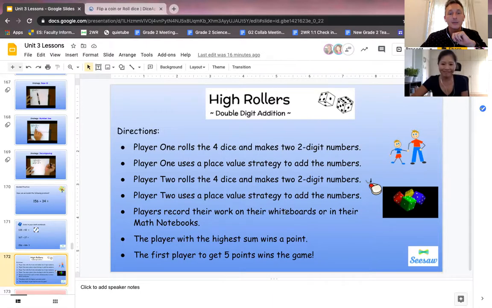Players record their work on their whiteboards or in their math notebooks. As you play with mom and dad, you want to keep track of who has the highest score when you add your 2-digit numbers together. The player with the highest sum wins the point. The first player to get 5 points wins the game. So Ms. Yuka and I are going to model this round.